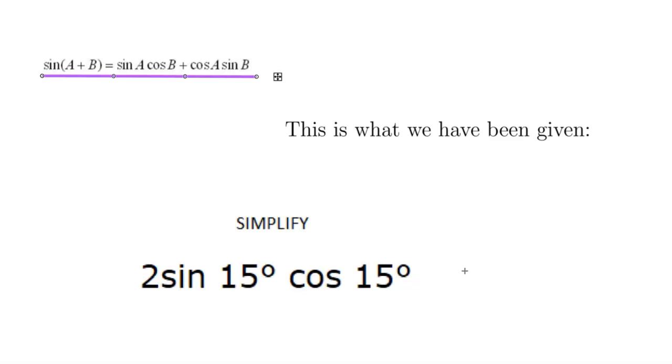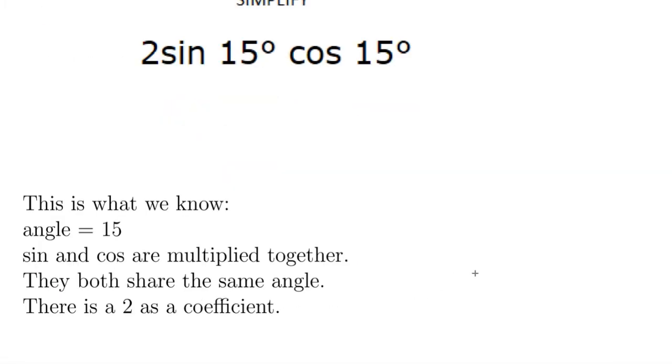Now, of course, when we're doing problems, let's take a look at what we've been given. We've been given: simplify 2 sine 15 degrees cos 15 degrees. What does that mean? What do we know? We know the angle is 15 degrees, particularly one angle. We know sine and cos are multiplied together. There's a sine times cos, and they both share the same angle. The sine's angle is the equivalent of the cos's angle. And there is a 2 as a coefficient. This 2 is looking at me like, yo, hi, and I'm like, all right, I need to well consider you.